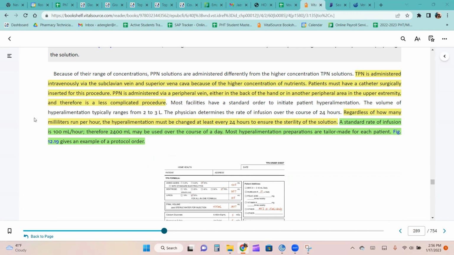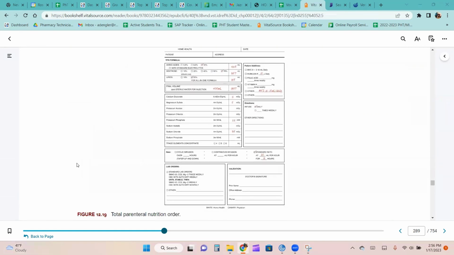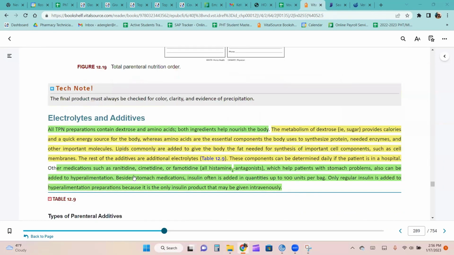Most hyperalimentation preparations are tailor-made for each patient. So this figure 12.19 shows a total parenteral nutrition order form, and the doctor would look at the patient's labs and dose the medication out based on that. All TPN preparations include dextrose and amino acids. Both ingredients help nourish the body. The metabolism of dextrose provides calories and a quick energy source for the body, whereas amino acids are the essential components the body uses to synthesize protein, needed enzymes, and other important molecules.